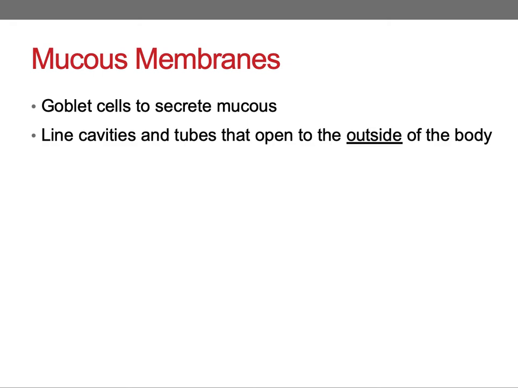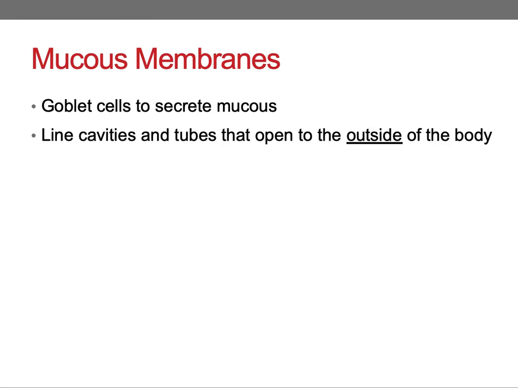There's a specific type of cell called a goblet cell whose job is to secrete mucus. This mucus can have multiple purposes, including trapping foreign particles or lubricating the area, the cavity or the tube, in order to reduce friction. Mucous membranes are going to line cavities and tubes that open up to the outside of the body. So they're within the body, but they open to the outside world.